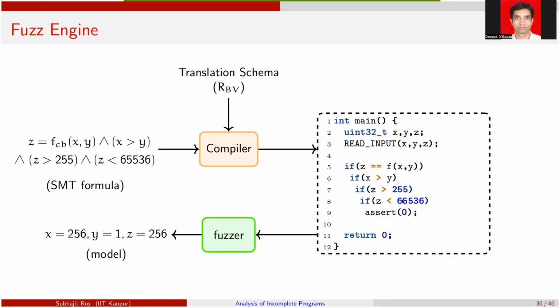But if you have a disjunction now, you can also have a disjunction in the program, so you can say z is equal to f of x y or something. But essentially each conjunct would be like a path in the program.